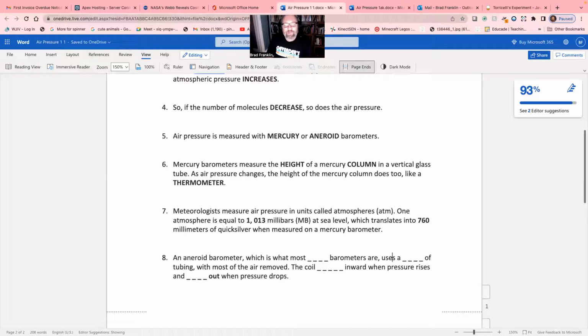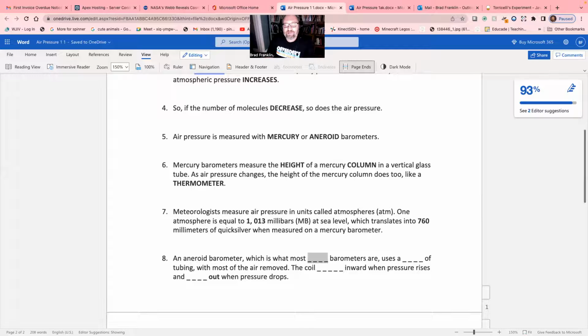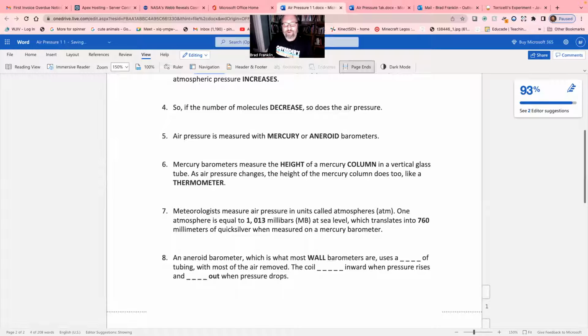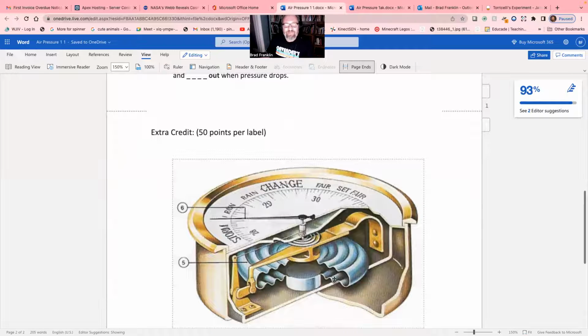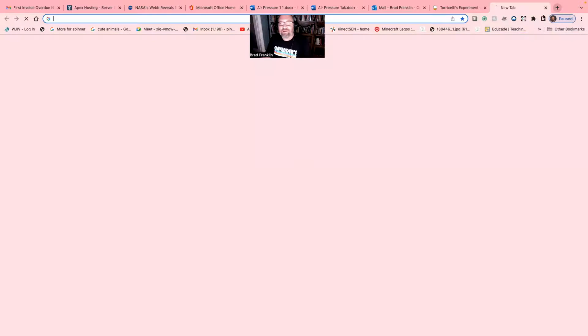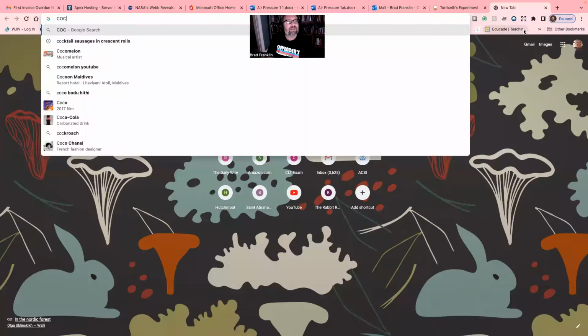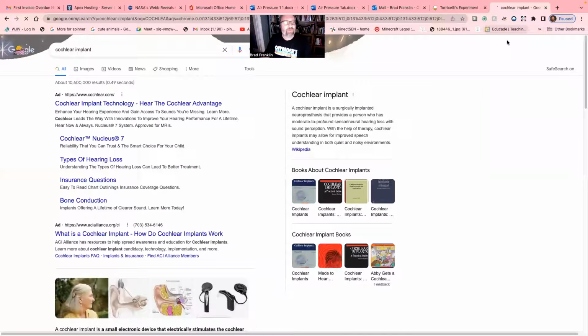Okay, an aneroid barometer, which is what most wall barometers are, ones you put on a wall, uses a blank of tubing. You remember? Let's look at that diaphragm, right? But look at the way it's shaped. It's shaped like a snail shell or the cochlea inside your ear. Let's look at the cochlea.